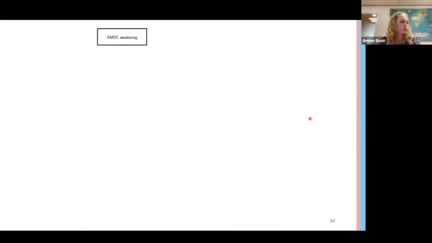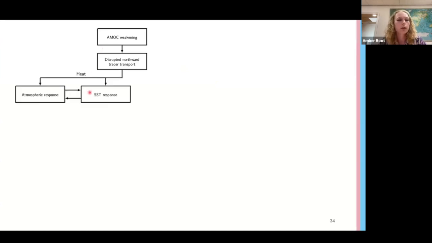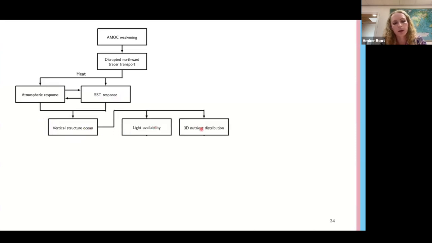So in our simulations, we start off with an AMOC weakening. And what this AMOC weakening does is disrupt the northward tracer transport. And the disrupted northward heat transport results in a response in the atmosphere, for example, the precipitation, but also the zonal wind stress, and also in our sea surface temperature. And this changes the vertical structure in our ocean, which affects the light availability and the three-dimensional nutrient distribution, which in turn is also affected by the disrupted nutrient transport.